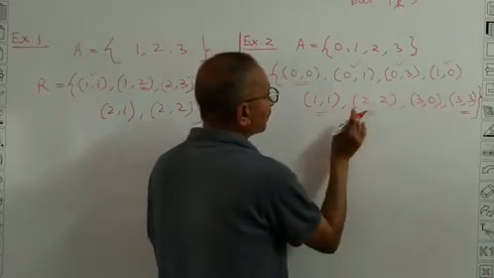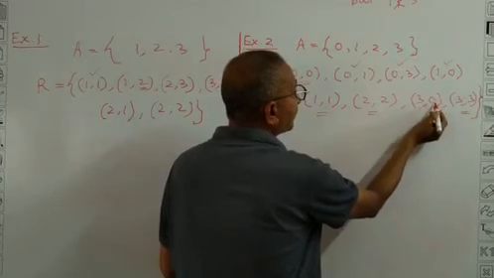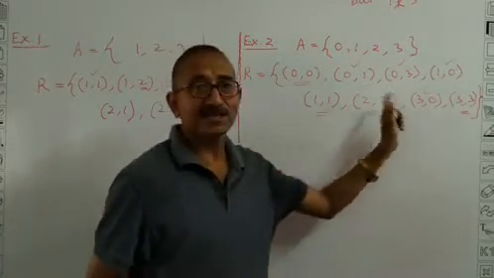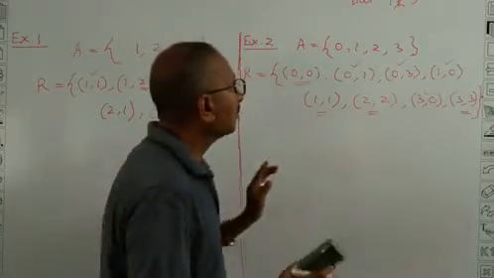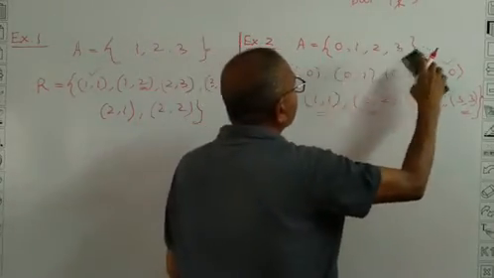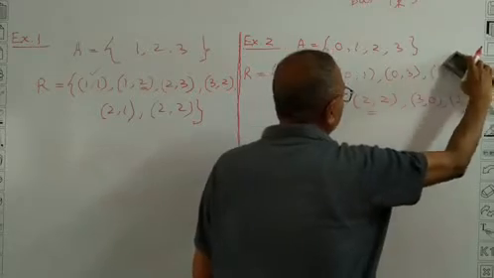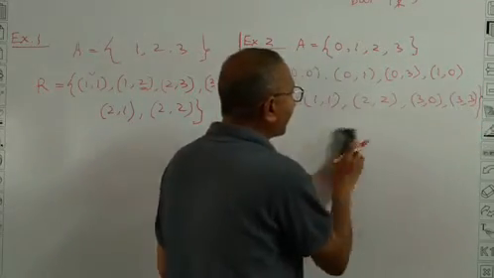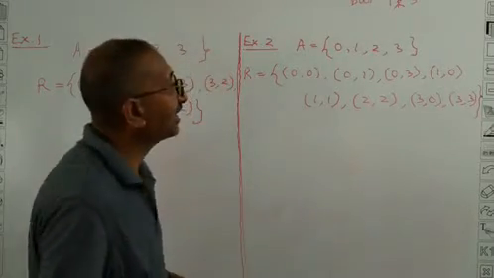1 1 we will not check. 3 0, its reverse is 0 3, so it is also clear. That means this is a symmetric relation. Now third is transitive. Transitive you may find hard in the beginning, but once you have practice, you can get it very easily.